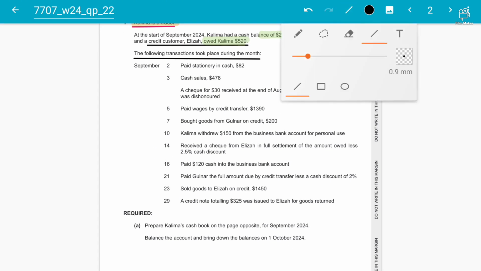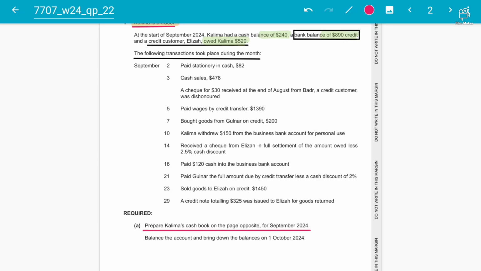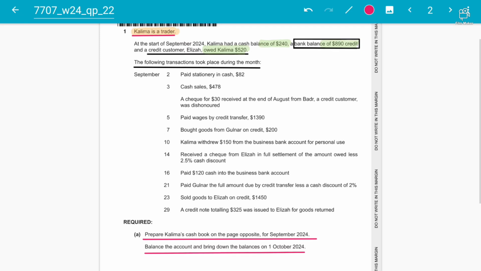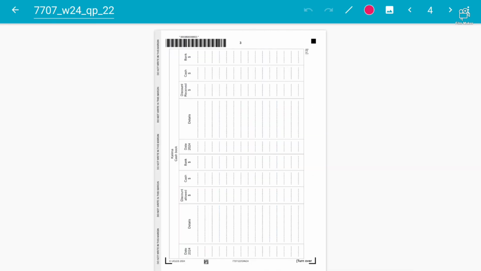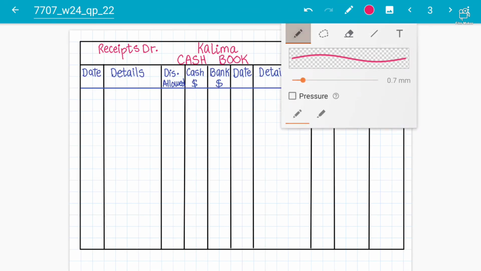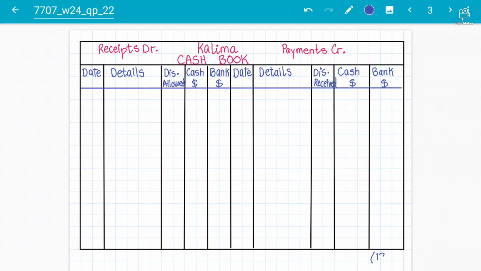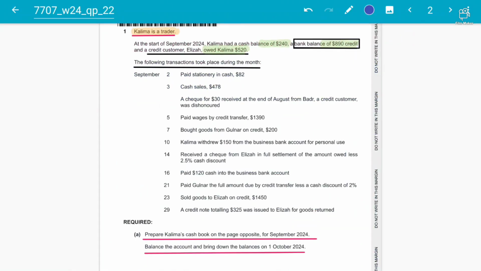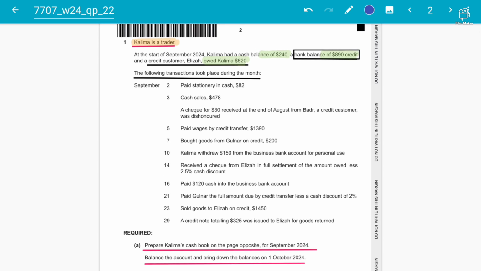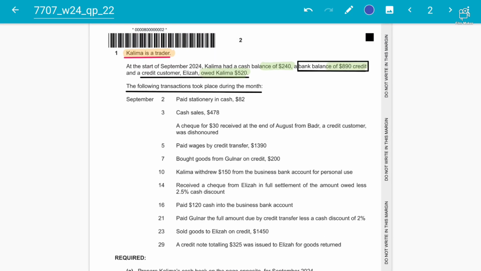What we need to understand is we have to prepare Kalima's cash book for September 2024, balance the account and bring down the balances on 1st October 2024, which is worth 13 marks. So out of the total 20 marks, 13 marks are for the cash book, and we have to get all those 13 marks out of the total 20 marks. So let's get started with the format of the cash book.